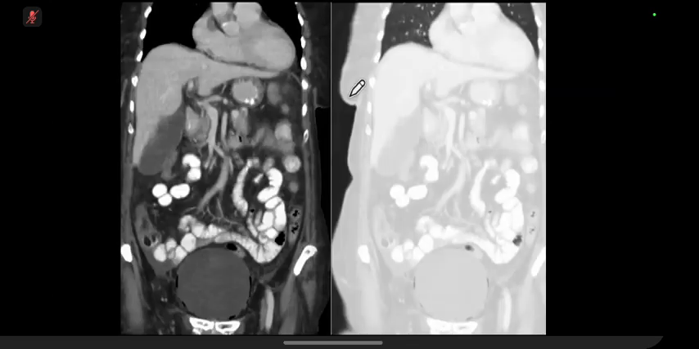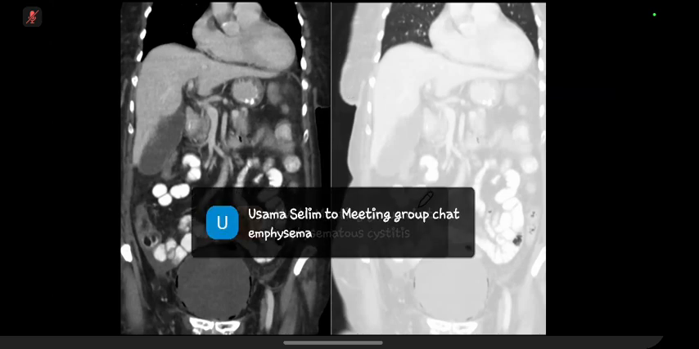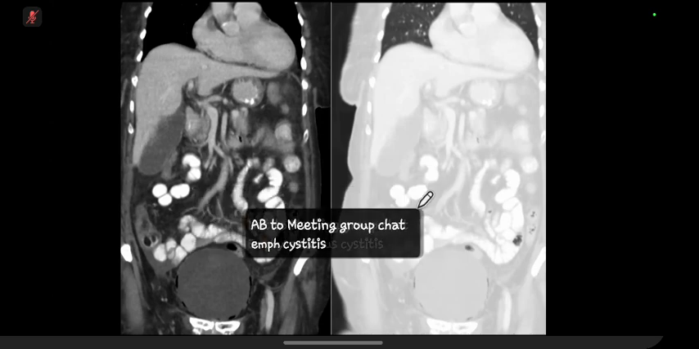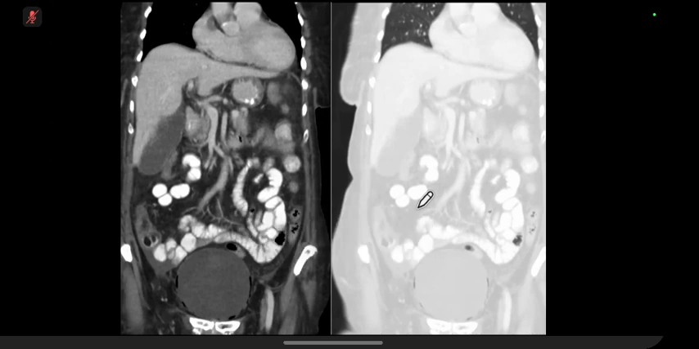Okay, this patient's got abdo pain. Emphysematous cystitis, again, E. coli and diabetes are associated with this condition.